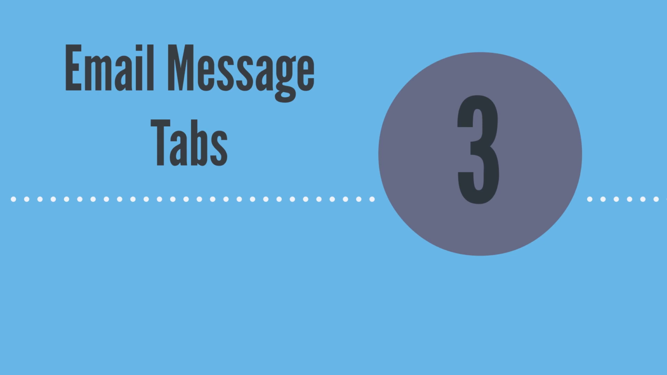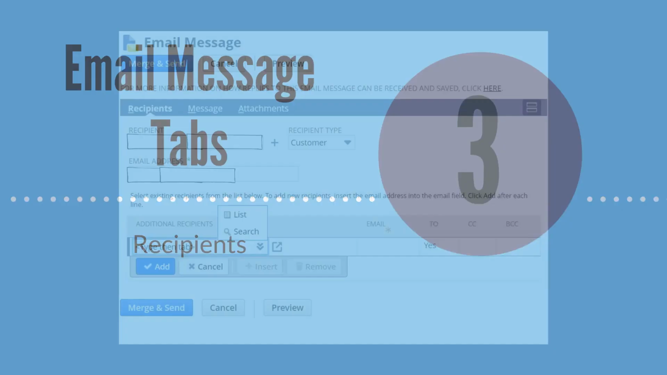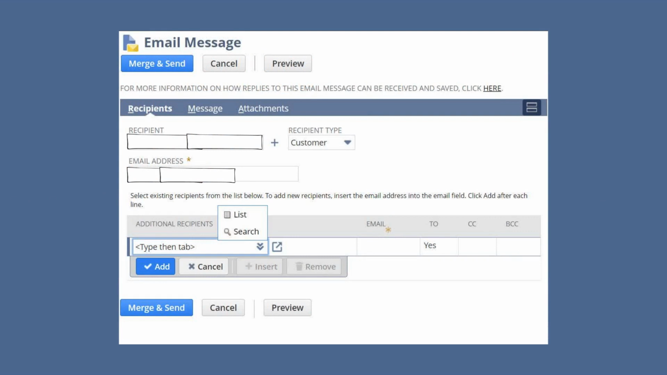When you compose an email in NetSuite, there are 3 tabs available to you in the email message window. The first tab is Recipients. You can choose a main recipient for the email using the first drop-down recipient list. Note that there may be limitations on who the main recipient can be. For example, if you were sending the email from an employee record, then obviously the main recipient would automatically be that employee.